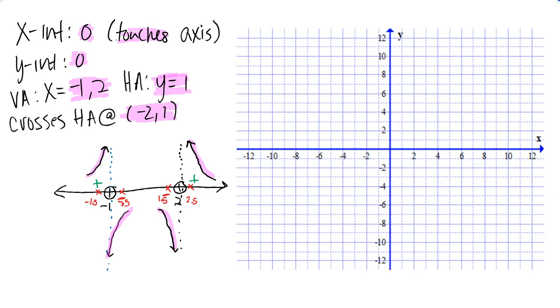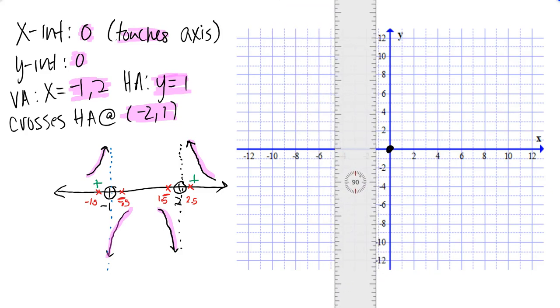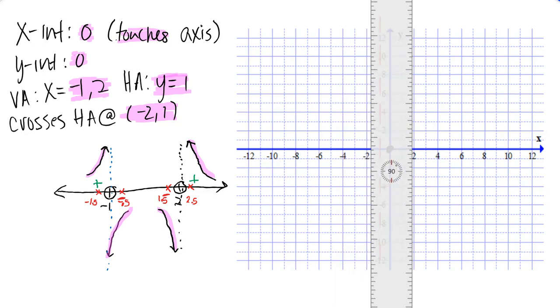So we have our x-intercept and y-intercept at 0, 0. We have a vertical asymptote at negative 1. So I'm going to draw, let's use a different color, I'm going to use red. I'm going to draw a vertical asymptote at x equals negative 1, and another vertical asymptote at x equals 2. Sketching these lines out helps you. It guides you how to draw the graph.